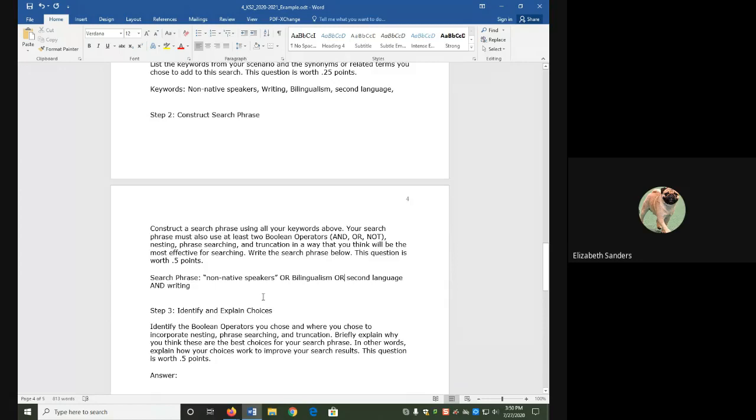Anytime I use OR, I also need to use nesting in order to search that portion of the search phrase first. Just like non-native speakers, second language is a phrase. It takes two words to get the idea that I want to search. So I'll also add phrase searching around it.